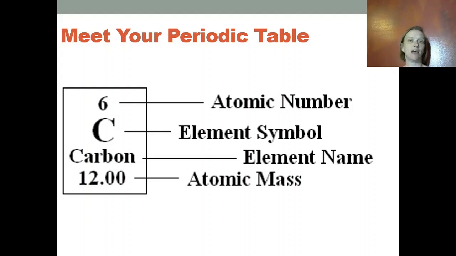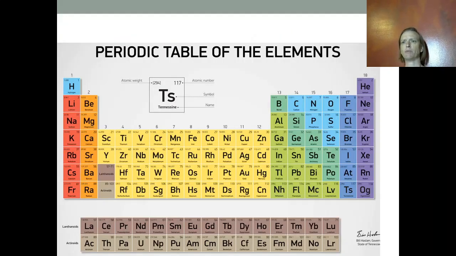Each box on the periodic table will tell you the symbol for the element, the name for the element, the atomic mass for the element, as well as the atomic number. And those pieces of information are going to be important for us as we talk about isotopes. Of course, on your periodic table you can see that each box contains this information: the atomic number, the atomic mass, the element symbol, and the element name.